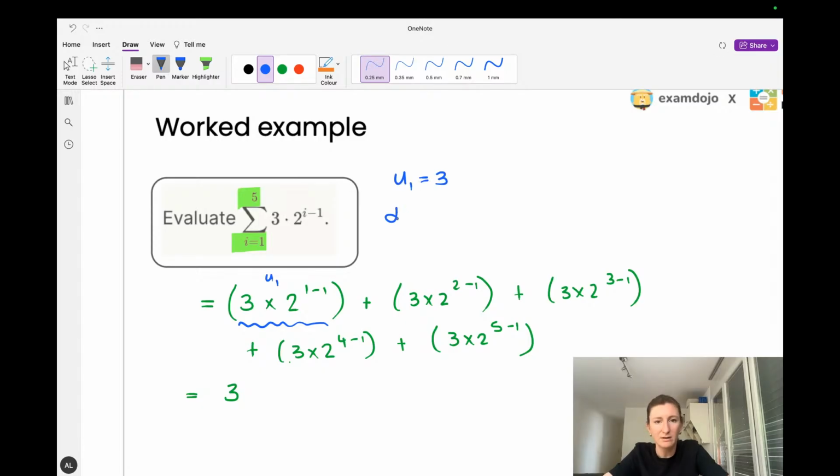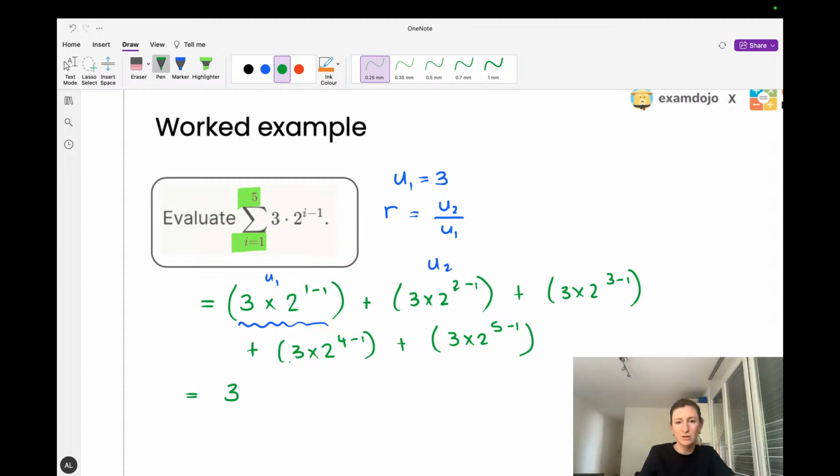We can find our ratio by finding u2 divided by u1, because now we're doing ratios. We're doing timesing and dividing to get to a term, not adding and subtracting. So u2 divided by u1. All right, where were we?